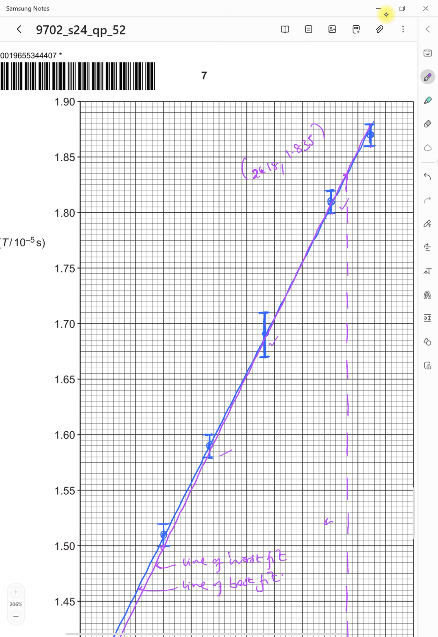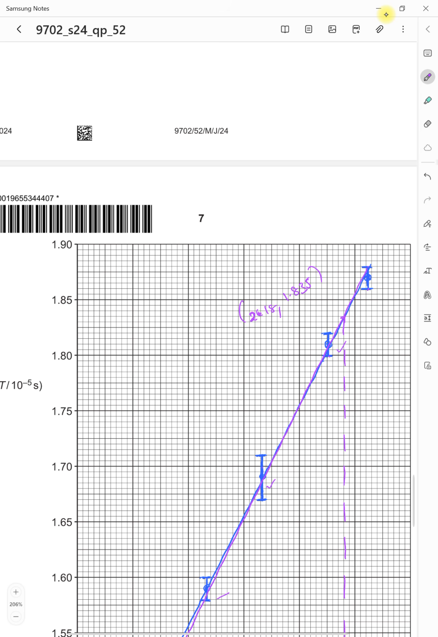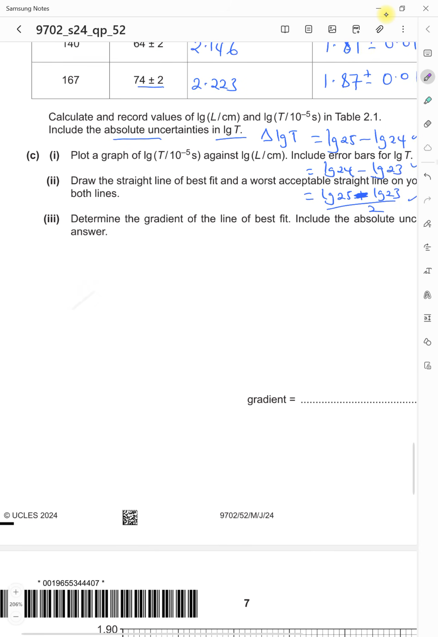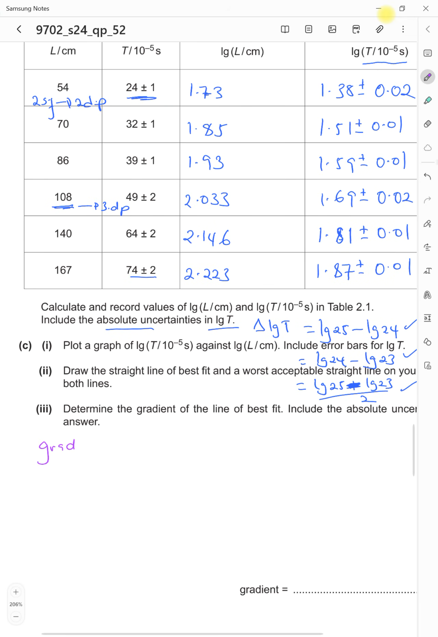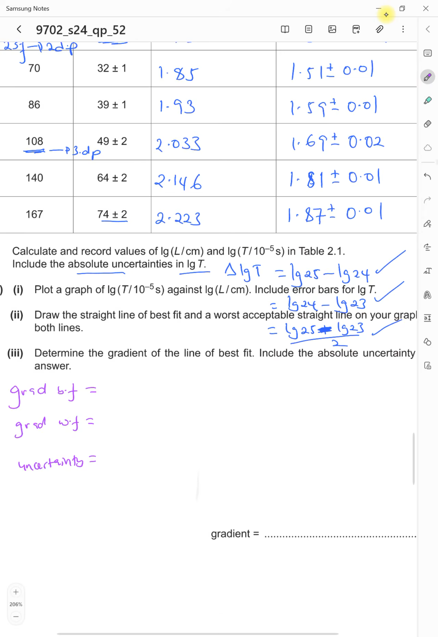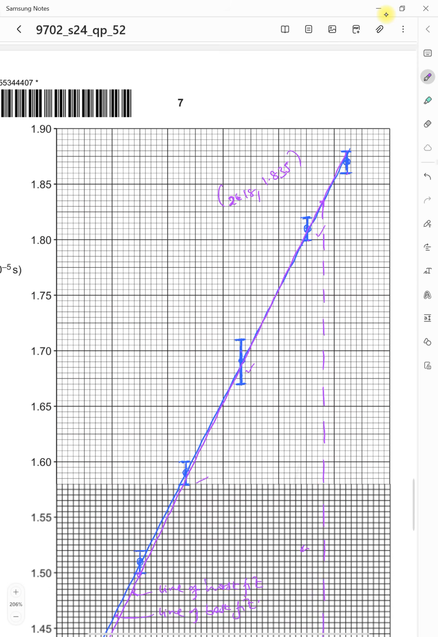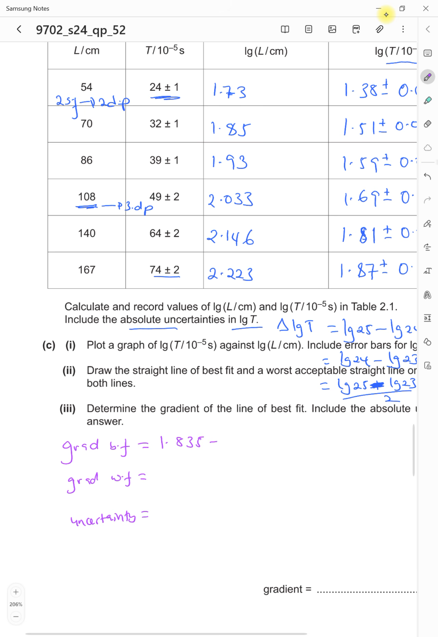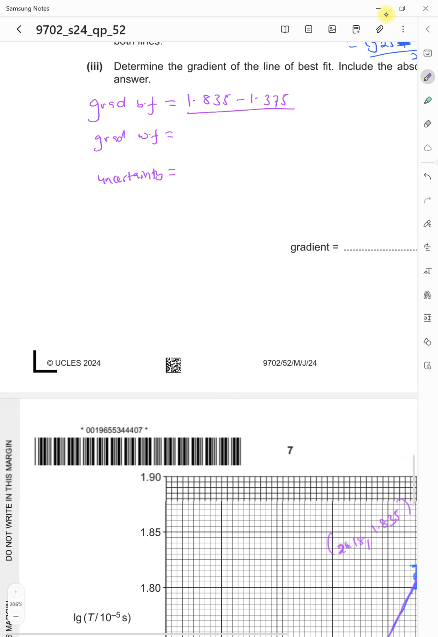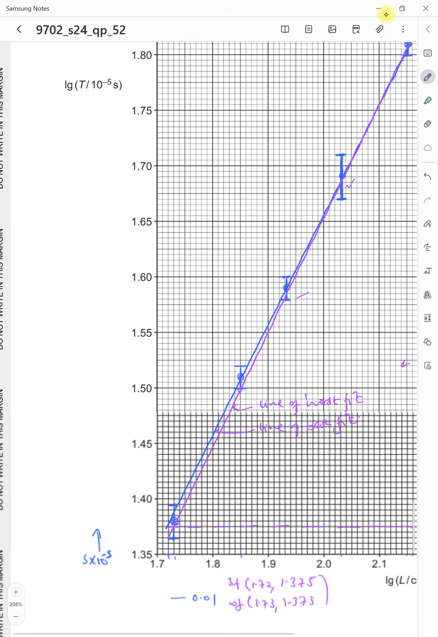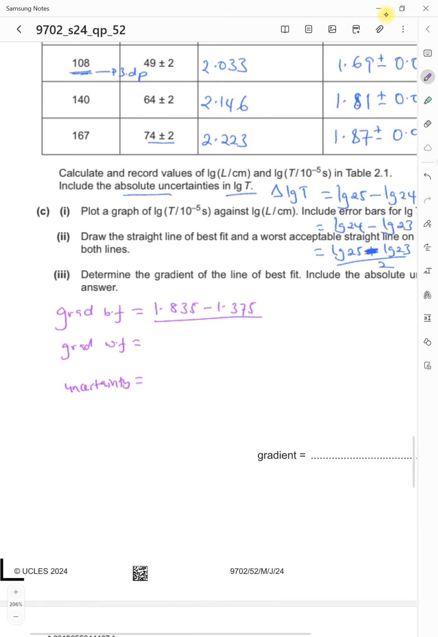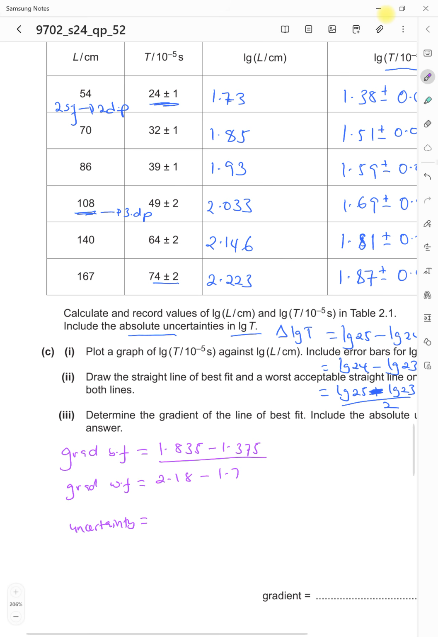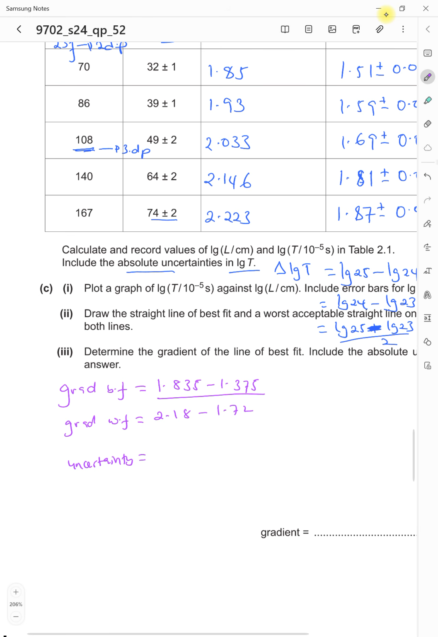Okay, so let me find the gradient very fast. You remember I said your values may be different if you draw a line with a sharp pencil on paper. So let's find the gradient of best fit, and the gradient of the worst fit, and then we find the uncertainty. So gradient of best fit: the y value is 1.835 minus 1.375, divided by the x value, 2.18 against 1.72.